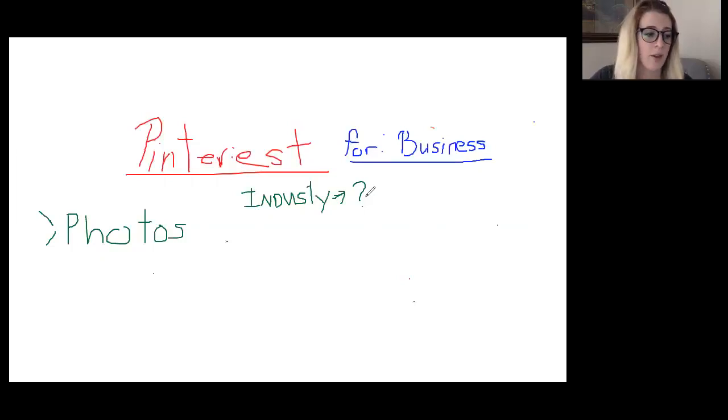Versus if you sell wallets, somebody could easily buy that from Pinterest, add it to a shopping cart, purchase it, and have it sent to their home. So is it something you would sell on Amazon, as a good example? Then you probably would want to be on Pinterest.